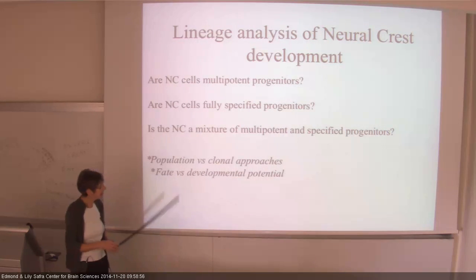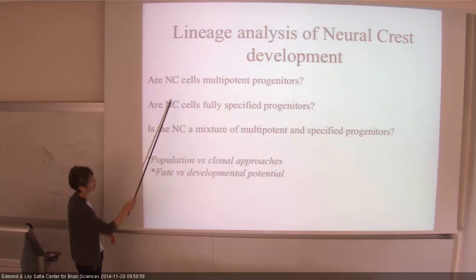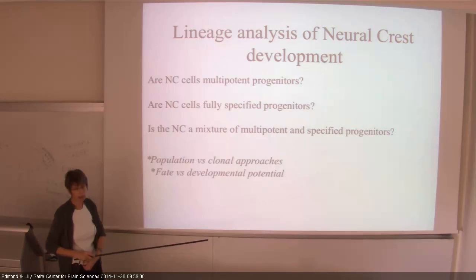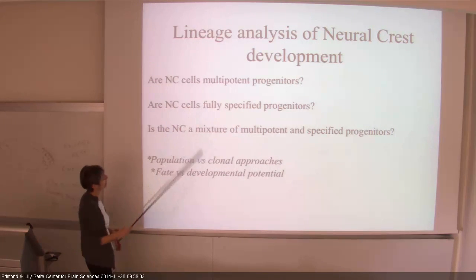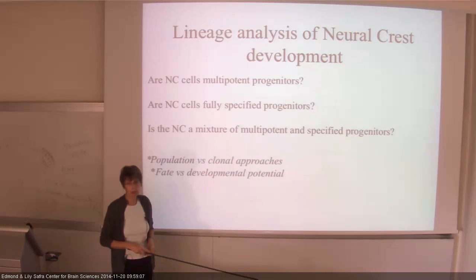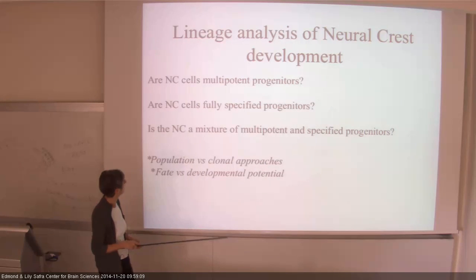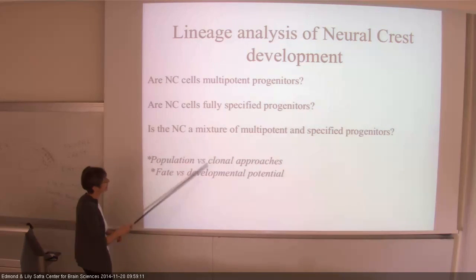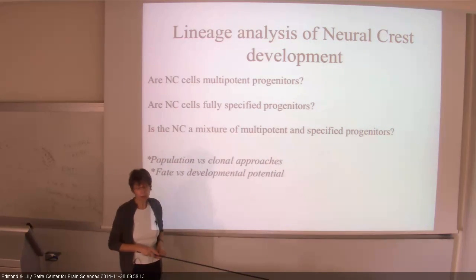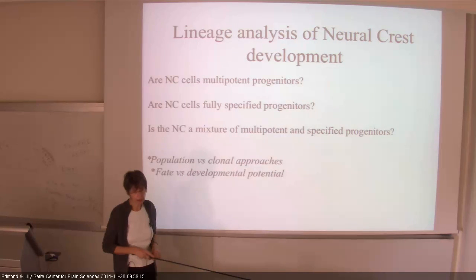So this is the very extreme question, and let us apply it to the neural crest. Are crest cells multipotent progenitors, or are crest cells fully specified progenitors in terms of their fate? Or is the neural crest a mixture of pluripotent and specified progenitors? And basically, what is the dynamics of its behavior?